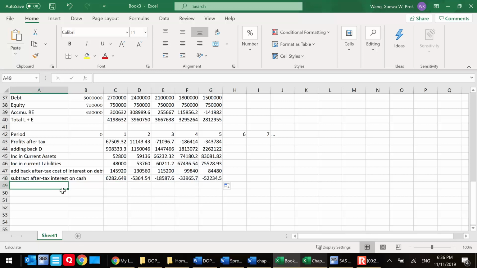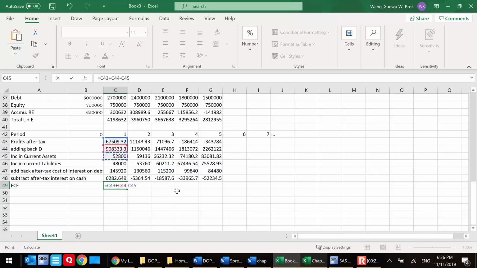All right. So now we're going to look at the free cash flows. So this is according to the definition. All right, so I'm going to look at the profits after tax, and now I'm going to put back depreciation. I'm going to do minus the increase in current assets plus the increase in current liabilities, all right, plus the after-tax cost of interest on debt minus after-tax cost of interest on cash. So that is going to be, did I miss any numbers here?